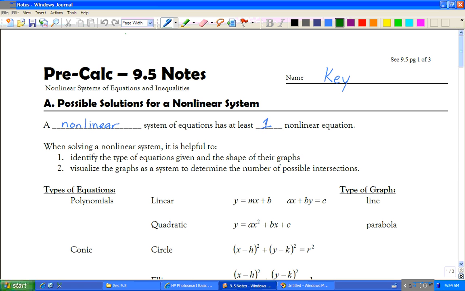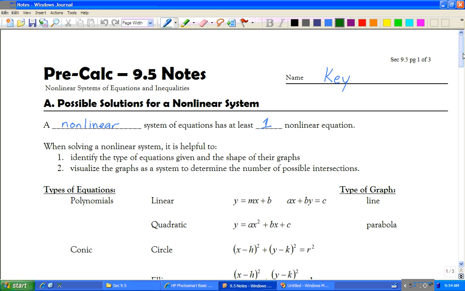Okay, this is section 9.5, Nonlinear Systems of Equations and Inequalities. We're going to start off by looking at the number of possible solutions for a nonlinear system, and then looking at a graphing way of finding those solutions. So a nonlinear system of equations has at least one nonlinear equation.